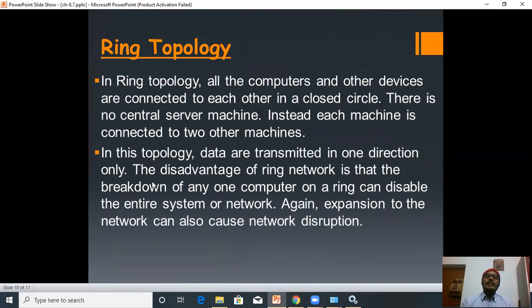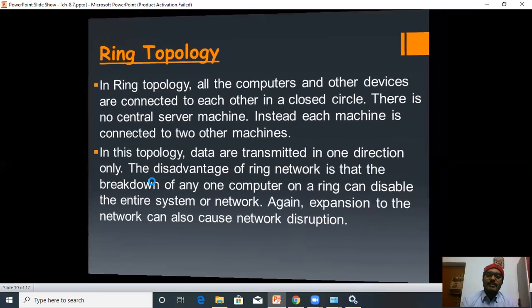Now coming to the ring topology. In ring topology, all the computers and other devices are connected to each other in a closed circle, and there is no central server machine. Instead, each machine is connected to two other machines. You can see its picture.